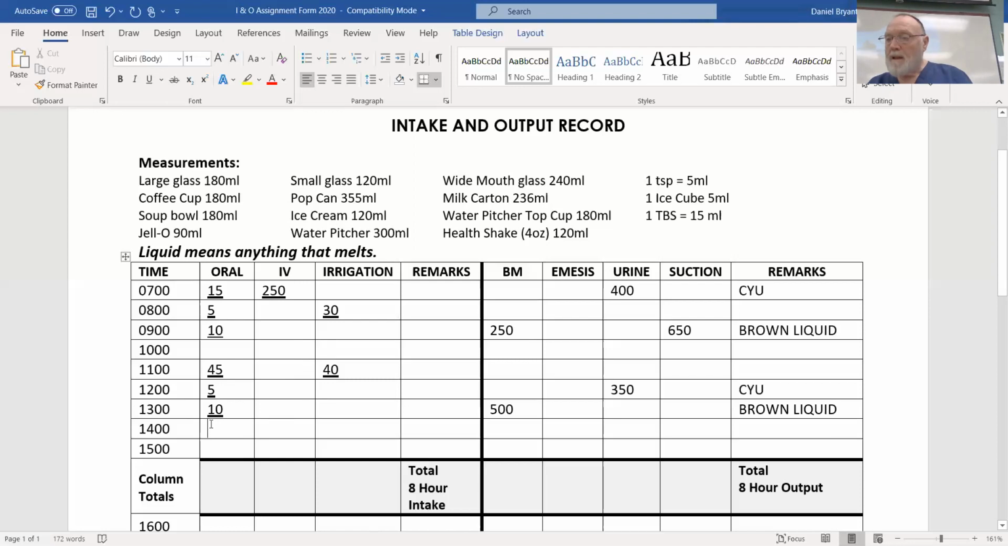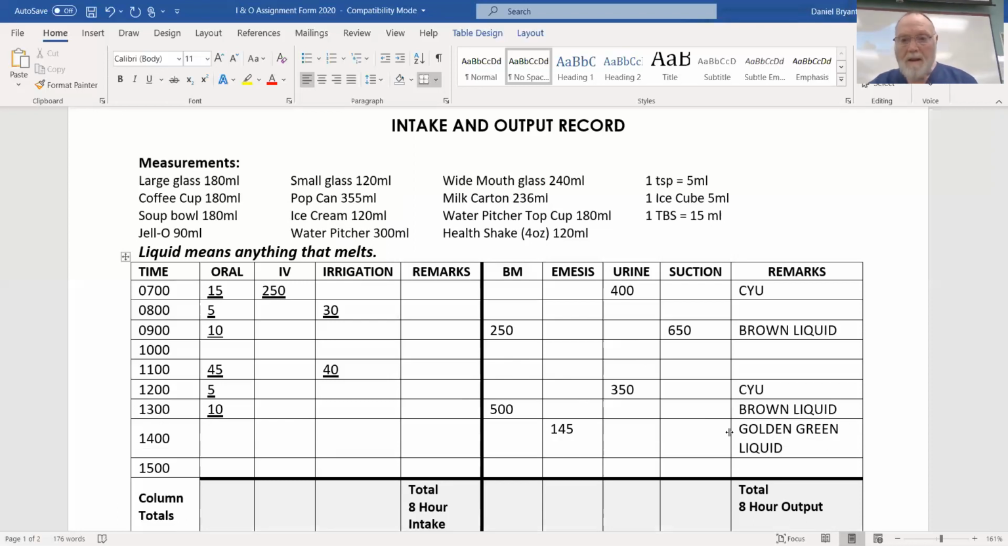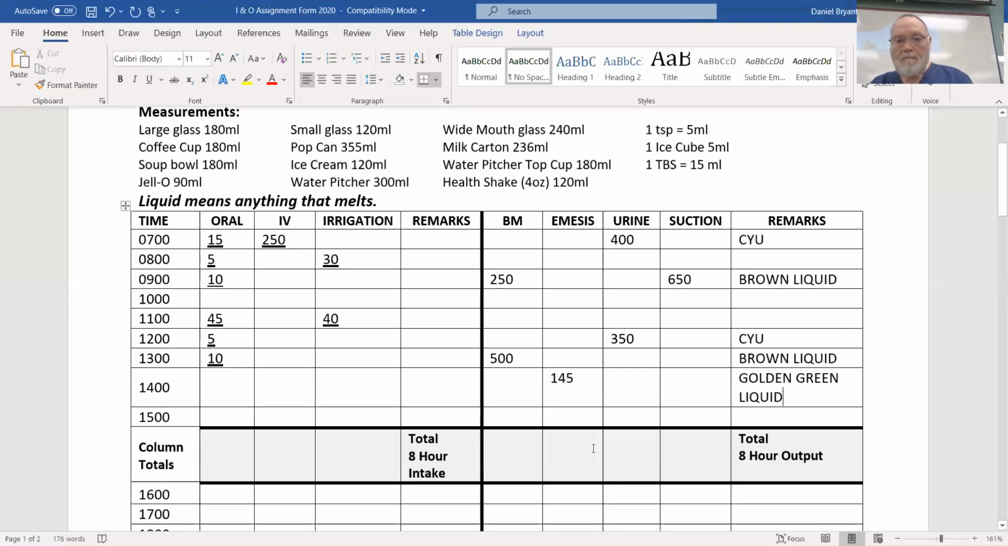At 2 o'clock, he goes in. He's nauseated. He vomits 145. So over here, we're again at 1400 here. Emesis is 145. Golden green liquid. All right.